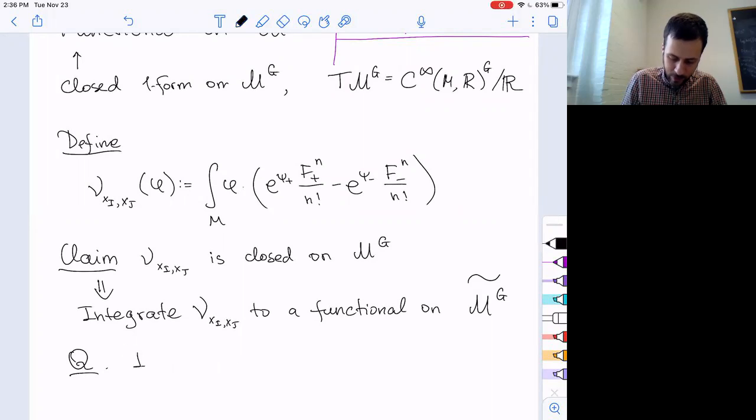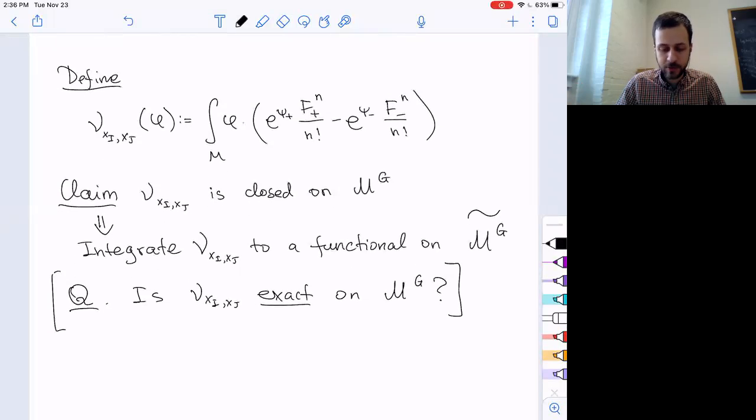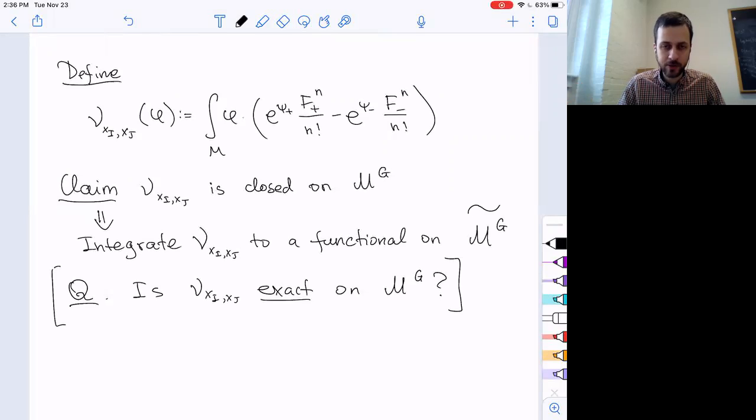Maybe write it like this: is nu xi xj exact on MG itself and not on MG tilde? Again, it sounds like a question about groups of Hamiltonian diffeomorphisms. And here, the situation is even a little bit worse, because it's not the group of Hamiltonian diffeomorphisms which are well studied in symplectic geometry. These are Hamiltonian diffeomorphisms generated by a Poisson tensor. So it's a slightly more general thing, and perhaps they could be more complicated.